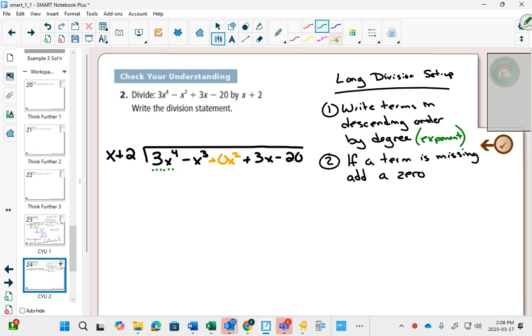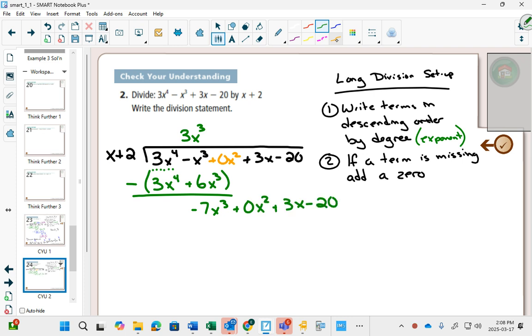Is it possible to get a 3x to the 4th? I would need to multiply the x by 3x cubed, so I write that above my x cubed column. And 3x cubed times x is 3x to the 4 plus 6x cubed. Put it in brackets and subtract. And we'll get 0 and minus negative 7x cubed. And I still have plus 0x squared plus 3x minus 20, because all of those. And so I keep the 0 there. But the 0 is going to be really important because in the next step, go to blue.